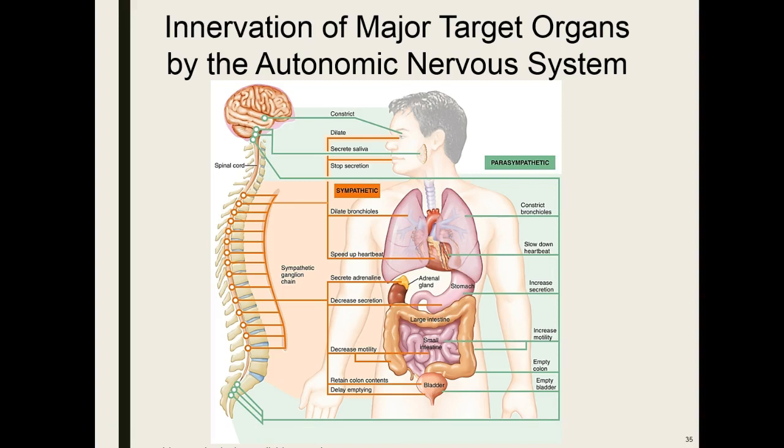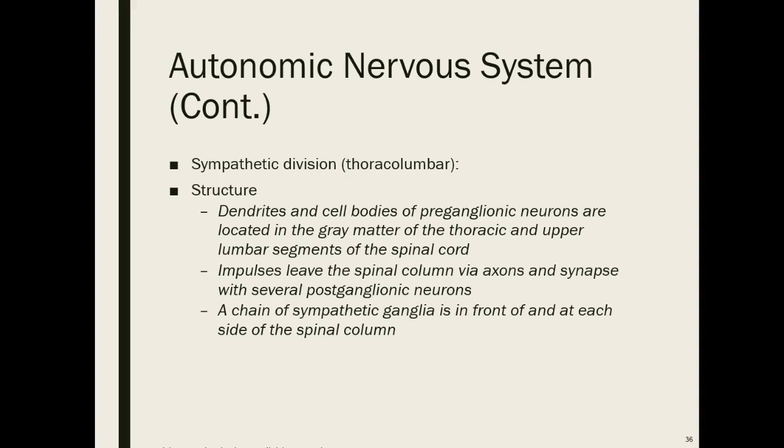So this just kind of gives you a breakdown of the sympathetic and parasympathetic pathways, which are all controlled by the autonomic nervous system. So the sympathetic division is going to be found in the thoracolumbar region, so in the chest and then the lumbar, so lower spine area. So we're looking at the thoracic cavity and the pelvic abdominal cavity.